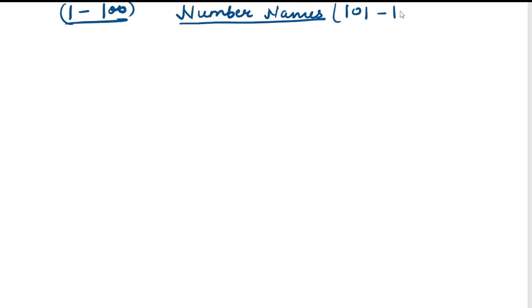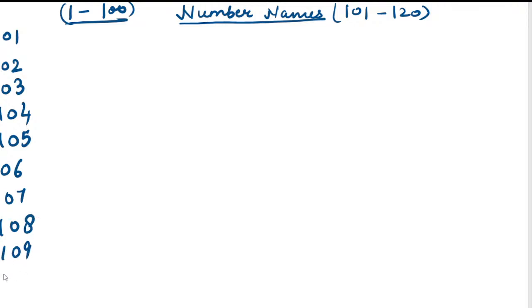Now what we have to do, we are going to do number names. Till now we did 1 to 100, but now we are going to move forward from 101 to 120. Today we will do 101 to 120. So I'm just going to write some numbers first, then I will start writing the number names. Okay, so let's get started.